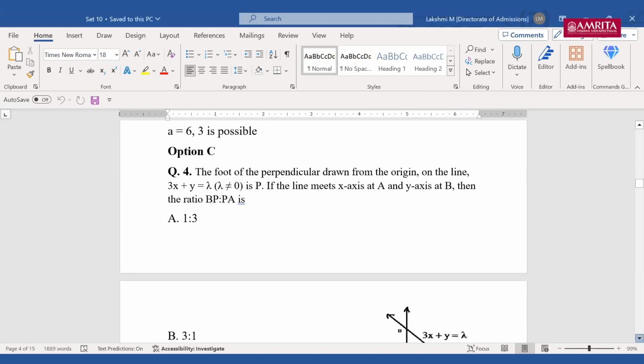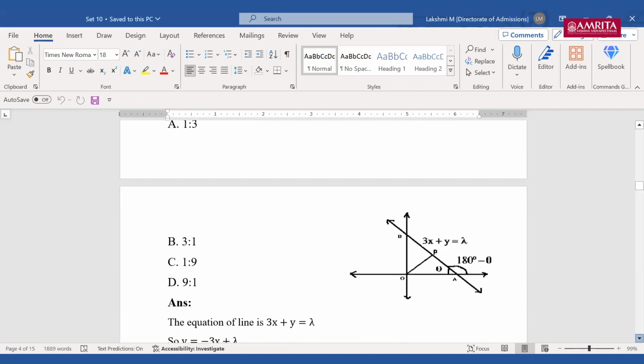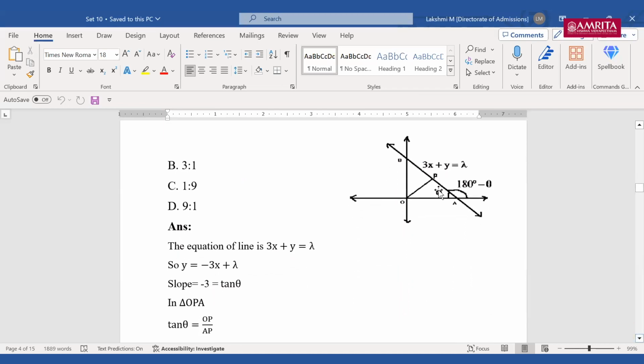Okay. So this is one way, which is actually a very simple way of solving this question. From the origin, we have the point, it is P.